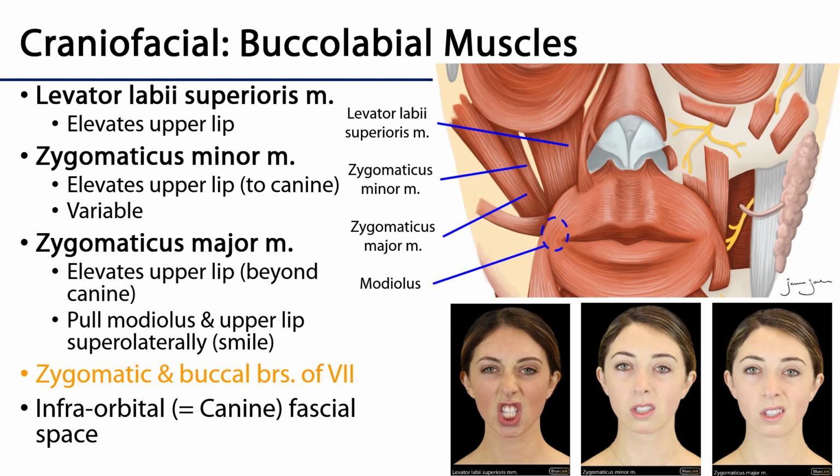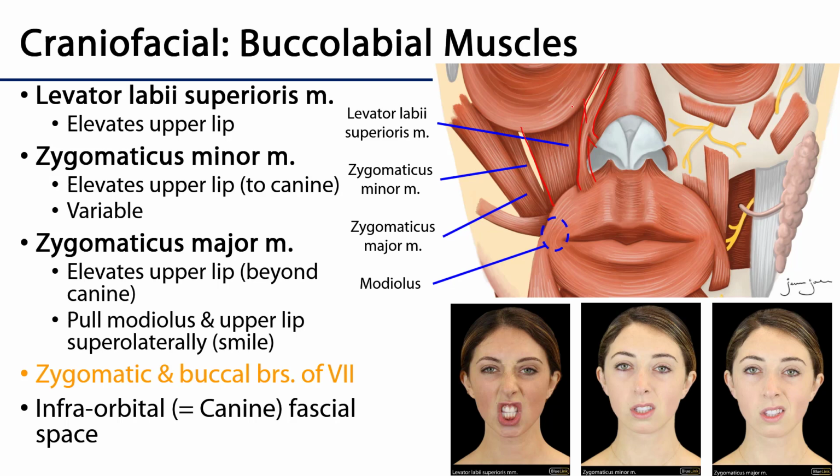Next up, the buccolabial muscles. So we're going to skip over the nasal muscles ever so briefly to turn our attention to those muscles that are associated with the oral fissure. There are several here, and one of them is going to be in that nasal group, and we'll come back to this one. This is one of my favorite muscles, levator labii superioris alaeque nasi. But let's begin with this muscle here, levator labii superioris.